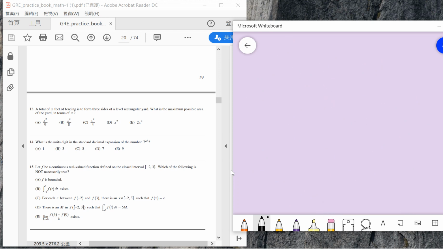And C is just the standard, basically the continuity result. So I think it's easy. And D, you say that there's an M such that the function's average equals f at some point. This can also be proved. How to prove this? Let me remind myself.